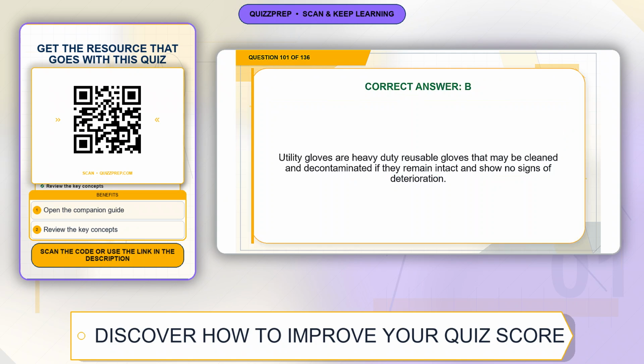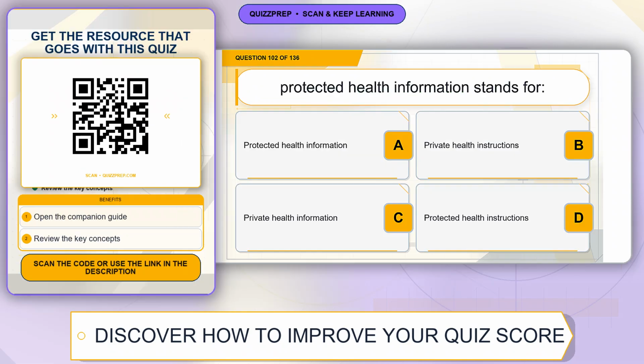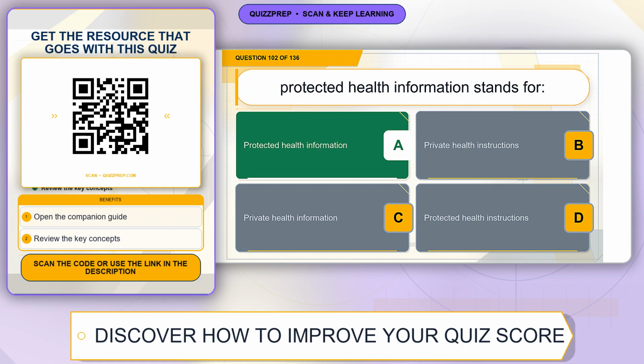Explanation. Utility gloves are heavy-duty reusable gloves that may be cleaned and decontaminated if they remain intact and show no signs of deterioration. Question 102. Protected health information stands for: Option A, protected health information. Option B, private health instructions. Option C, private health information. Option D, protected health instructions. The correct answer is option A, protected health information.